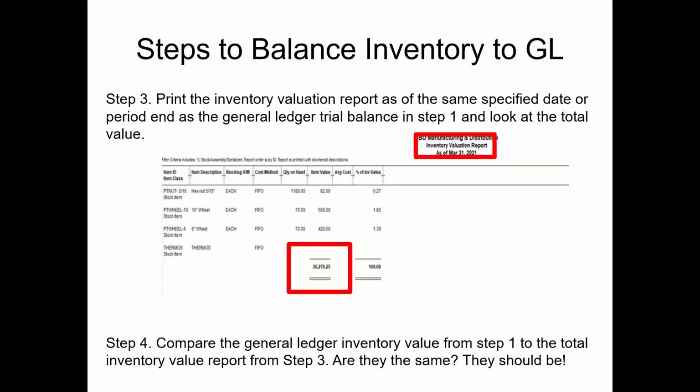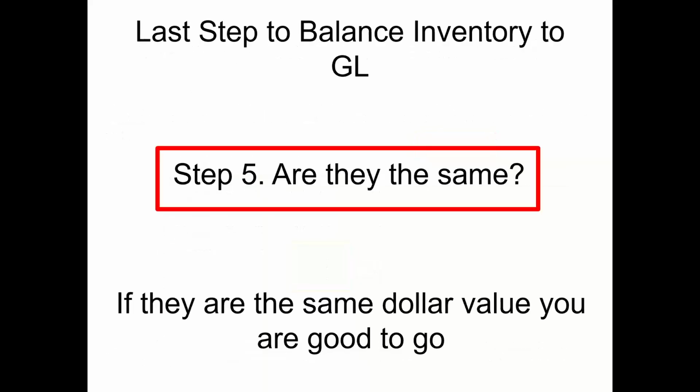Step 3, print the inventory valuation report as of the same specified date or period end as the general ledger trial balance in Step 1 and look at the total value. Step 4, compare the general ledger inventory value from Step 1 to the total inventory valuation report from Step 3. This is the last step. Verify that the dollar value is the same between the inventory trial balance account and the inventory valuation report total. And if they agree, you are good to go.